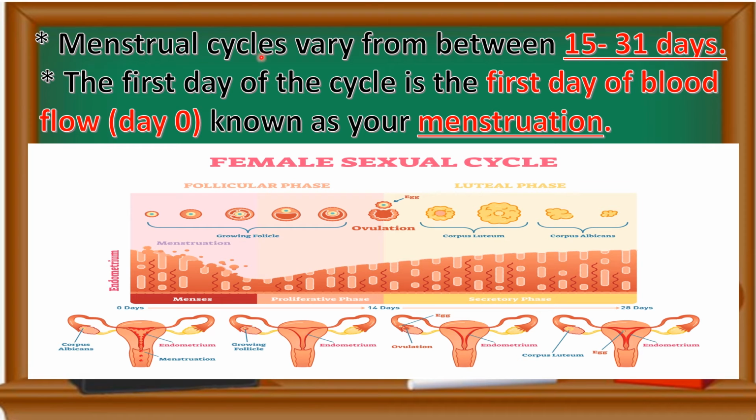Your menstrual cycles vary from between 15 to 31 days. The first day of the cycle is the first day of the blood flow, or what you call your day 0, known as your menstruation. Again, the first day of the cycle is the first day of the blood flow, which is known as your day 0, okay? Known as your menstruation.